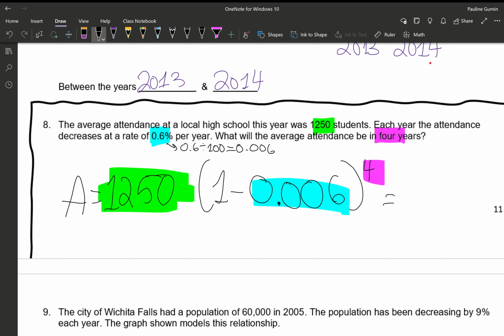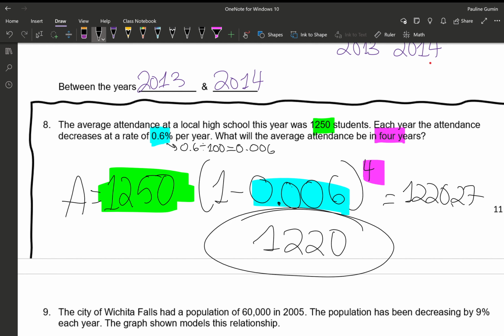All right, I plug this into my calculator and I get 1,220.27, which doesn't make sense. We can't have 0.27 of a human. So 1,220. I guess more clearly, without causing any shenanigans, we can't have 0.27 of a high school student. That would, I don't even know how to imagine that.